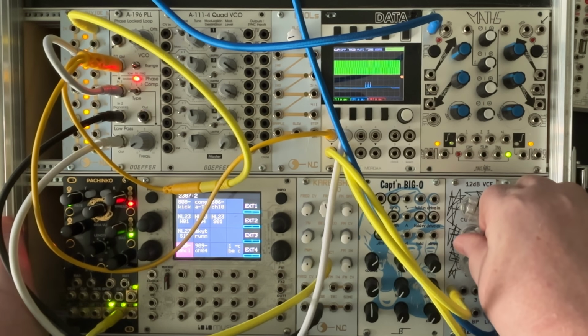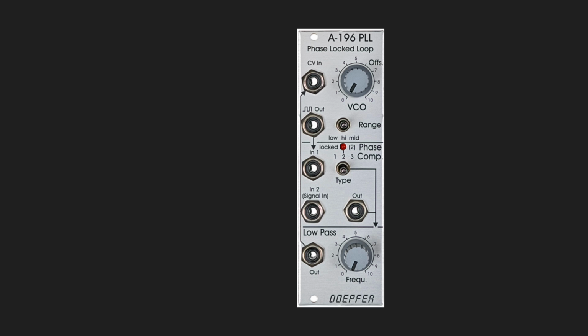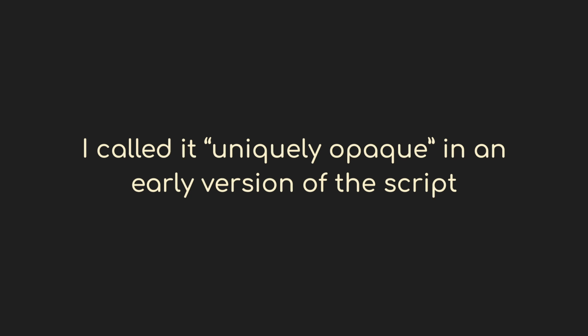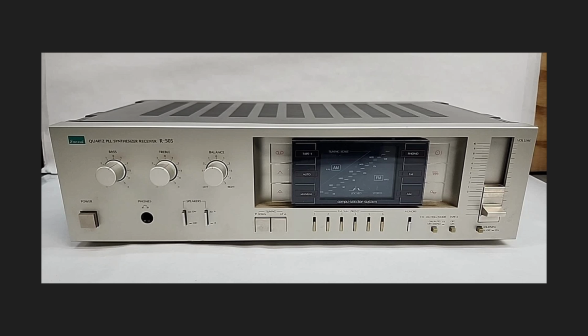Eurorack is full to overflowing with weird modules that can be difficult to figure out. But this one, and just the idea of a PLL in general, really had me scratching my head. I knew PLL meant phase-locked loop, but what does that mean? What loop? Why would I want to lock its phase? And why does the term show up on early 80s hi-fi receivers?